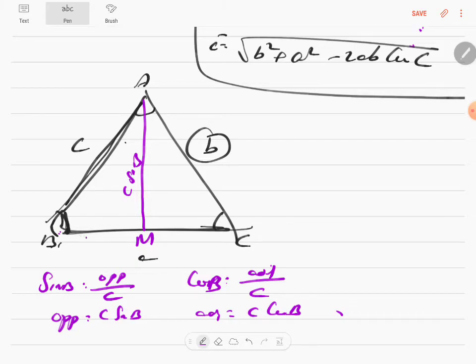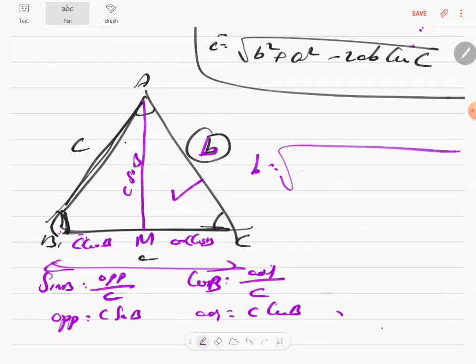So what is this adjacent side BM? It is C cos B. You already know this whole length is A, so this gap will be A minus C cos B. Now take this triangle and use Pythagoras theorem. Hypotenuse is equal to the root of base squared plus height squared. So, root of C square sin square B plus (A minus C cos B) the whole square.